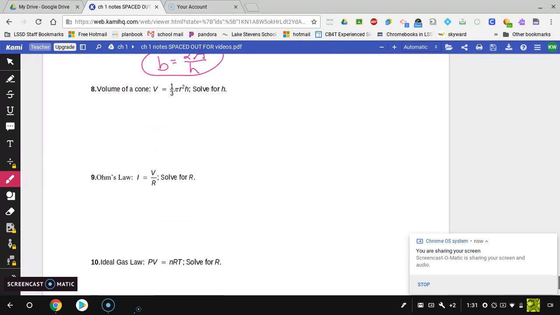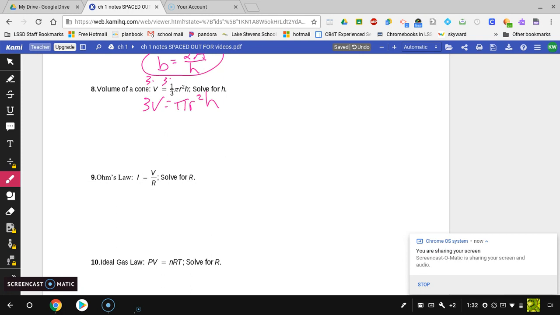Okay. Number 8, we are looking at now, trying to get h by itself. So again, let's get rid of that 1/3 first by multiplying by the reciprocal, which would be times 3 or 3 over 1. If I do it to one side, I have to do it to the other side.